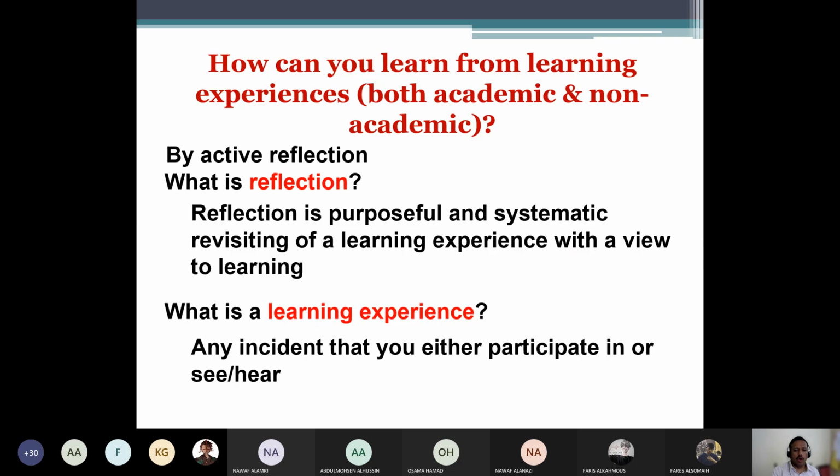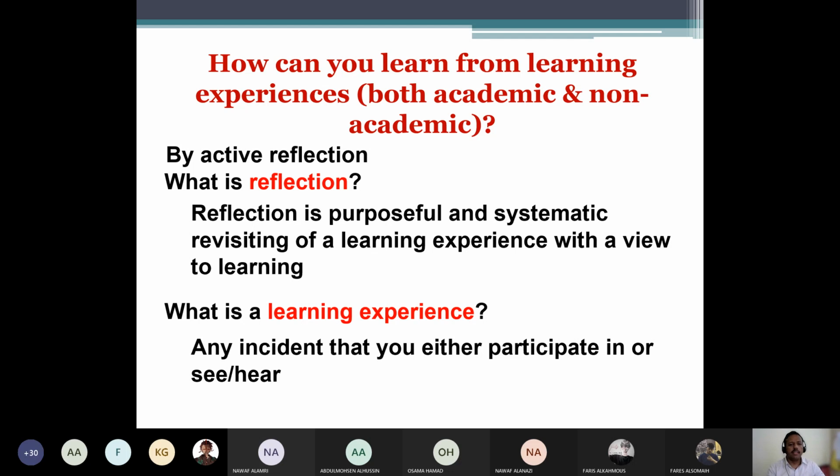How you can learn from your previous experiences is called reflection. Reflection is not only related to academics; your lifetime experiences are also important. You may learn something from your day-to-day activity, maybe in the house, maybe in the market. That is called reflection: learning from experience.